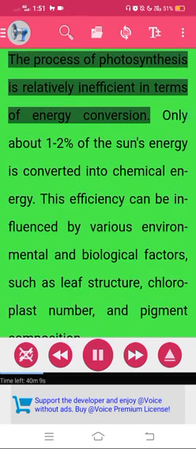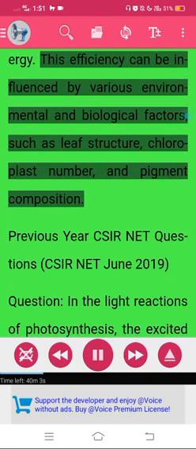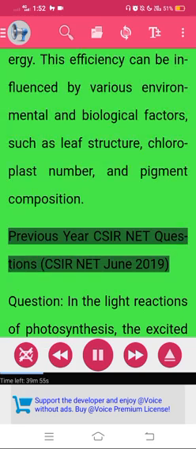The process of photosynthesis is relatively inefficient in terms of energy conversion. Only about 1-2% of the sun's energy is converted into chemical energy. This efficiency can be influenced by various environmental and biological factors, such as leaf structure, chloroplast number, and pigment composition. Previous year CSIR NET questions.